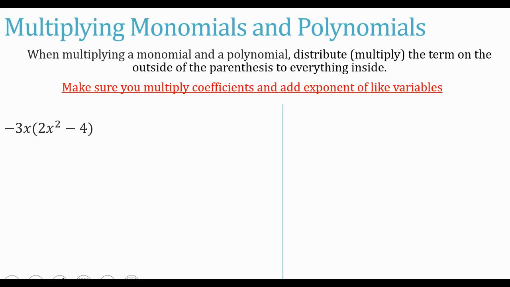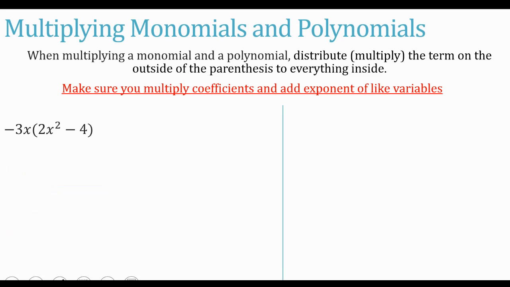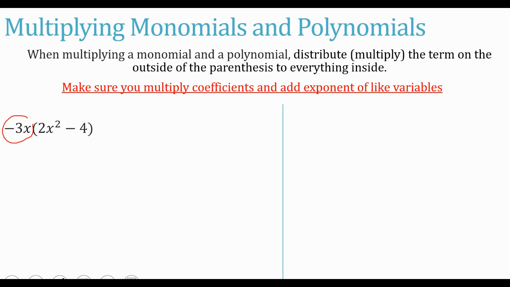So this says negative 3x times 2x squared minus 4. So what we're going to be doing is we're taking this negative 3x and we're distributing it. We're going to be multiplying it to the 2 terms inside our parentheses. So same thing, I'm going to show the work on this other side of the line. So we have negative 3x times 2x squared.